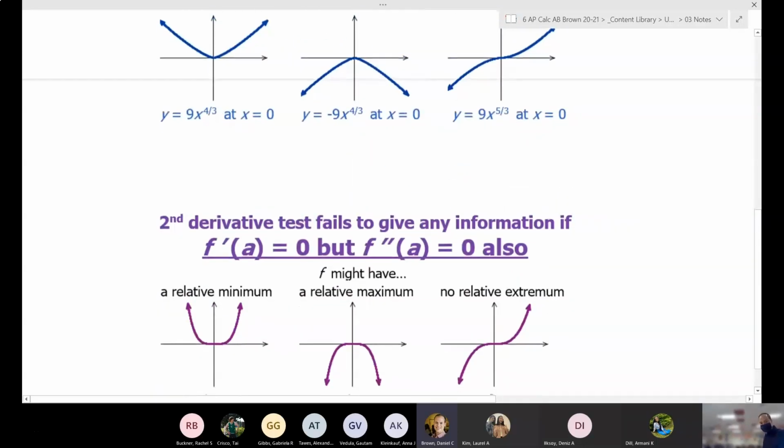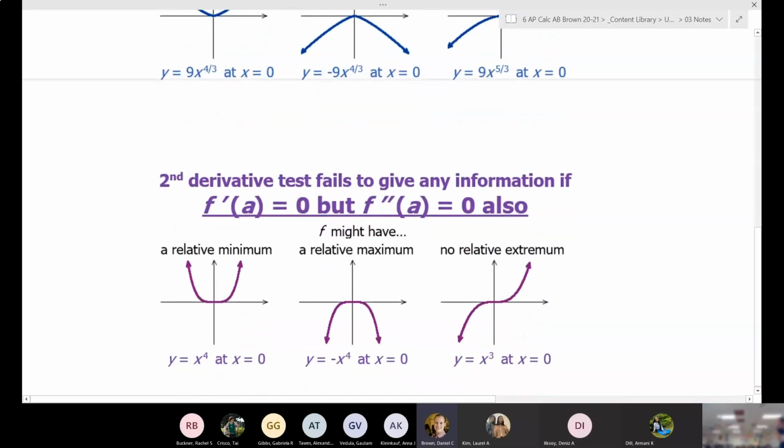And then the last case, here's one where they're both equal to 0. Again, the second derivative test doesn't work when the second derivative is equal to 0 because we technically don't know the concavity at that point. Here are three examples that have a horizontal tangent line, but at that horizontal tangent line there's also no concavity. So we wouldn't be able to know whether we have a minimum or a maximum unless we went back and did the first derivative test.